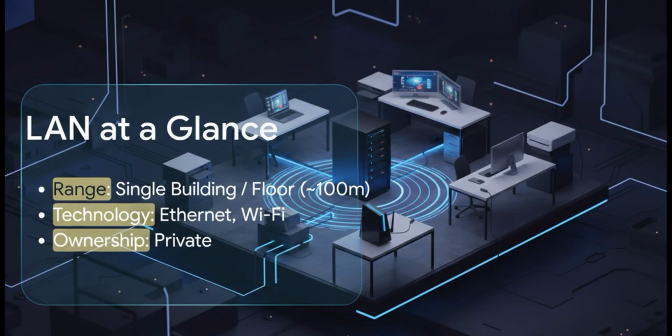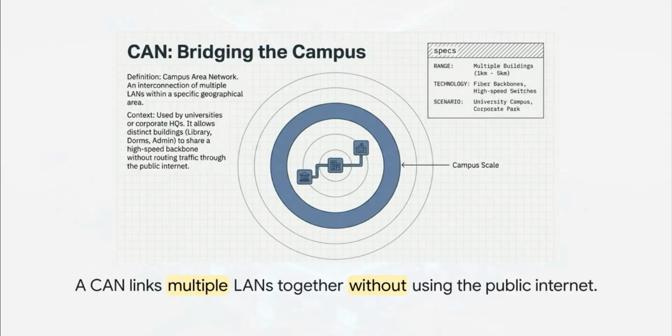And the specs here tell a totally different story. The range covers a whole building, and the technology, we're talking Ethernet and Wi-Fi, is all about high-speed, super reliable connections. This is what you need for sharing big files on a server or printing a document that's way down the hall. But what happens when you need to connect multiple buildings?